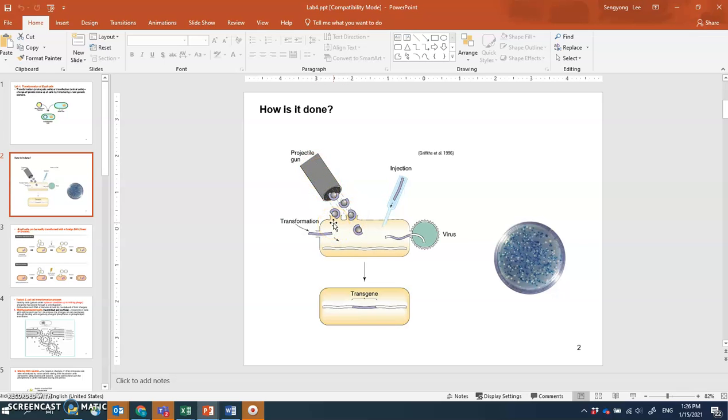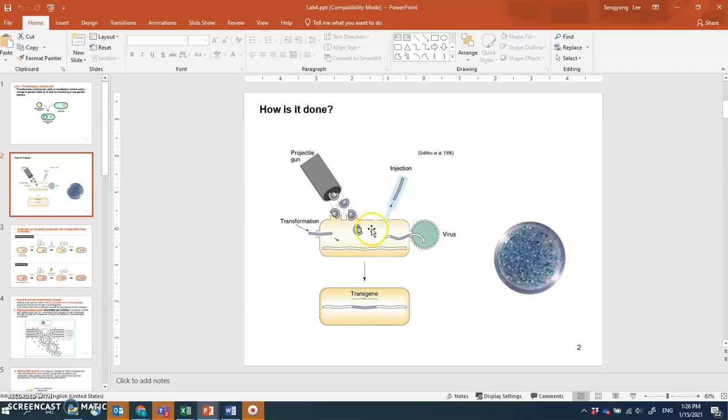Another method is, if you have a very fine needle, you can inject the genetic element. You could do that, especially when you deal with animal cells. That's a preferred method of DNA delivery. Another way is you can use a virus, like bacteriophages that can infect bacterial cells. By using their natural mechanism, you can deliver the viral genome into the cell. In this case, the viral genome contains your gene of interest.